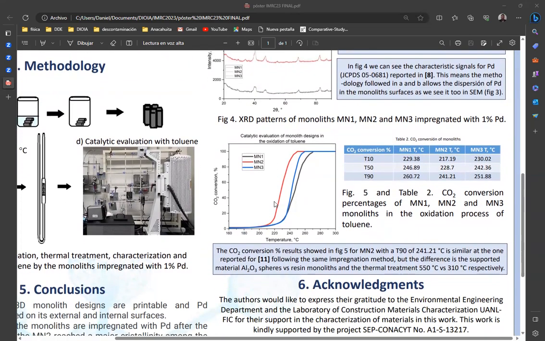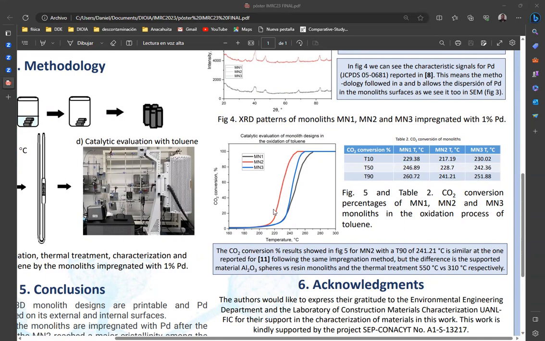Monolith MN1 has the poorest catalytic efficiency due to the conventional flow, which limits the turbulence within the monolith. The lowest palladium charged media is found in this design. That means it has fewer active sites on its internal and external surfaces, and the crystallinity is the lowest too. This is the one for MN1.